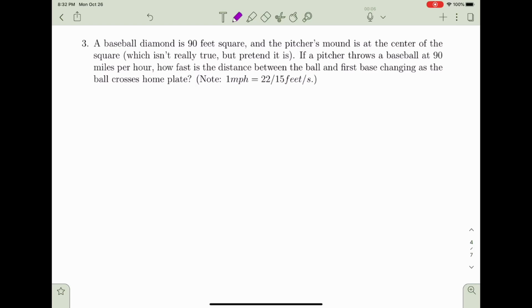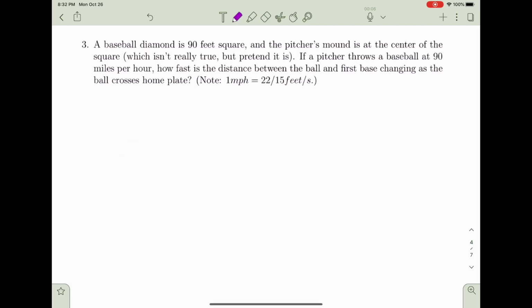We have a baseball diamond, which is a square, and we also know that its side length is 90 feet. So let's just draw this first. Diamond, square. Drawing a square could be difficult, so let's try my best. Okay, so we know that it's 90 feet long. It's 90 here.